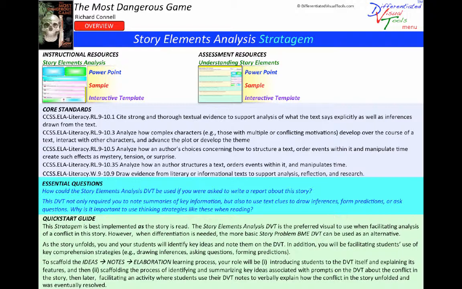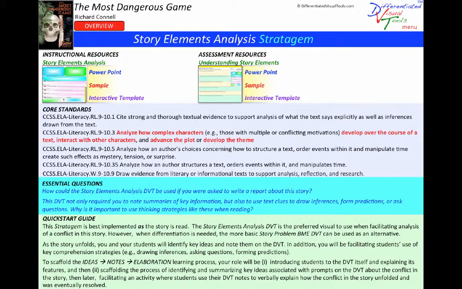There are two primary instructional resources that we'll be looking at during this video. The first is the Story Elements Analysis DVT, and then we also have a formative assessment DVT that focuses on understanding story elements. The key core standards that this stratagem addresses, one of them is basically analyzing what the text says explicitly as well as inferences drawn from the text.